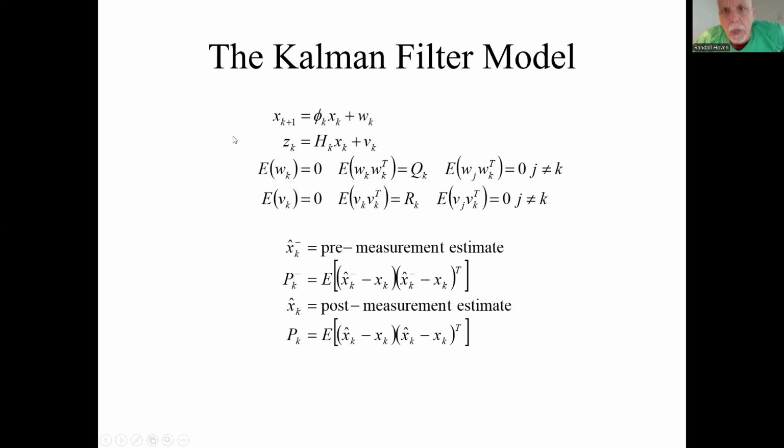We're going through a particular derivation of the Kalman filter. We started this in a previous video. Here is the system model that we start with. This is kind of a given. And then we started the BLUE process, best linear unbiased estimation process.